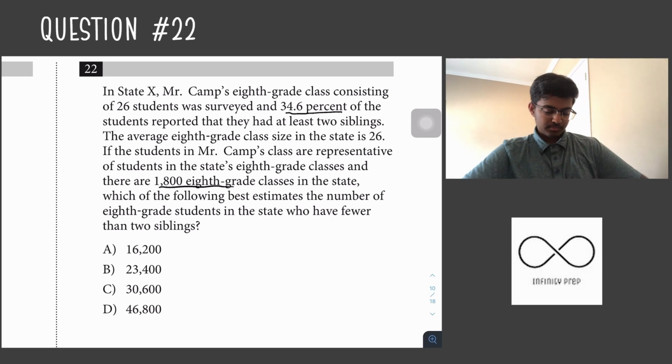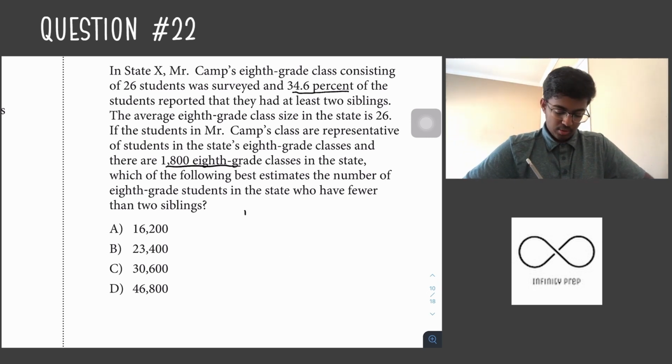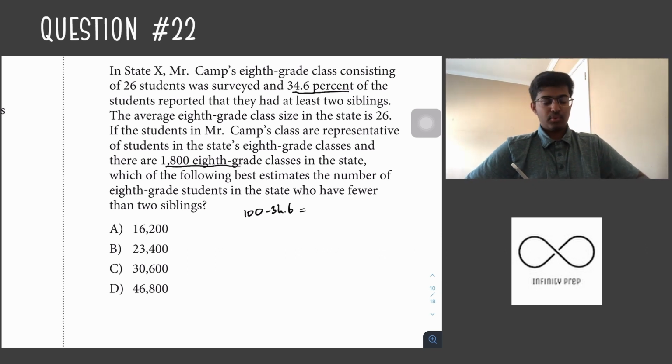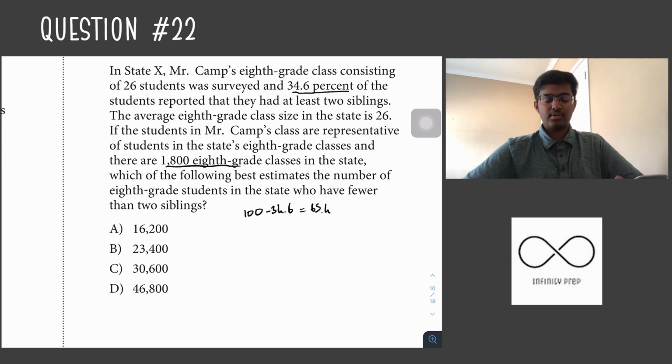Okay, so the question is asking for the number of 8th grade students in the state who have fewer than 2 siblings. In Mr. Camp's 8th grade class, 34.6% of the students reported they had at least 2 siblings. That means that 100 minus 34.6% had fewer than 2 siblings. So when we subtract 34.6 from 100, we get 65.4. So 65.4% of students in his class had less than 2 siblings.